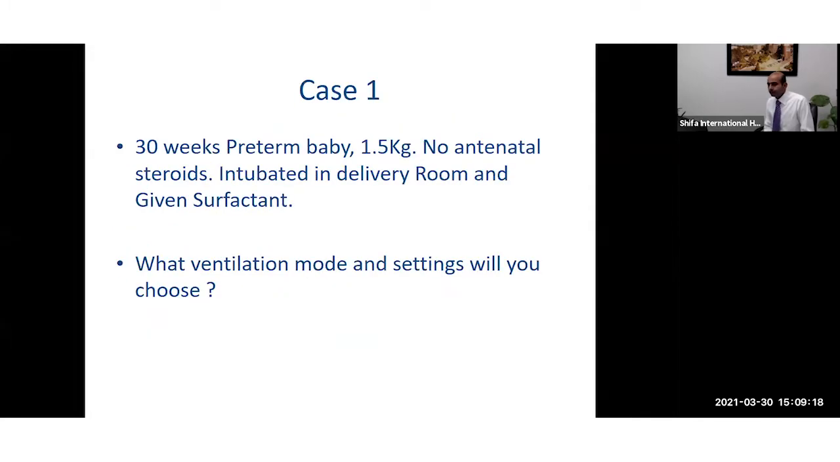I'll give a couple of cases and then we'll discuss these cases at the end as well, that how we should be ventilating these babies. So the first case is a 30 weeks preterm baby with a birth weight of 1.5 kilograms, with no antenatal steroids given to the mother, and intubated in delivery room, given surfactant. What ventilation mode and settings will you choose? So this is our first case, and we'll discuss this at the end.